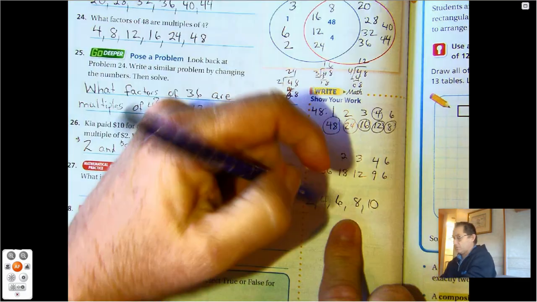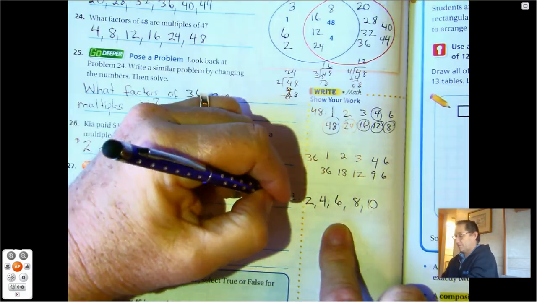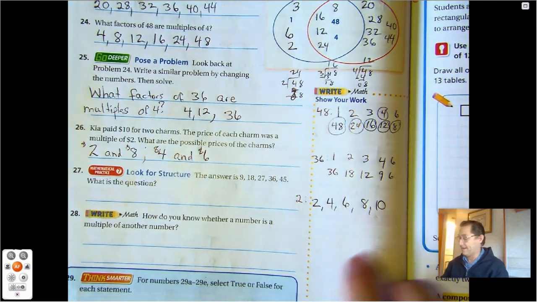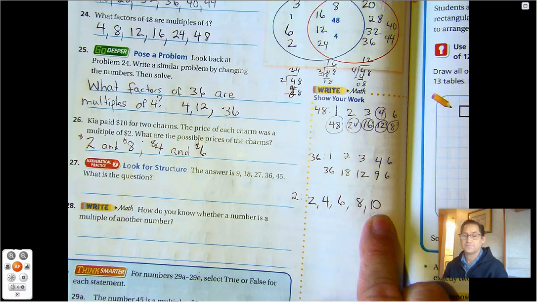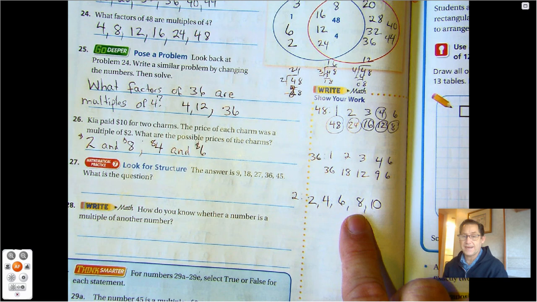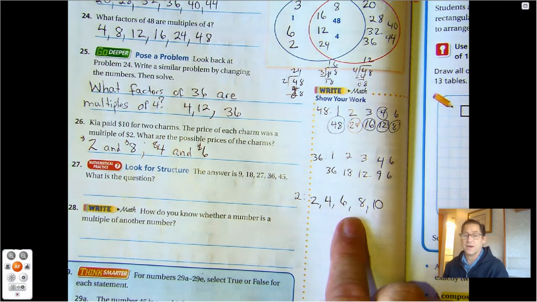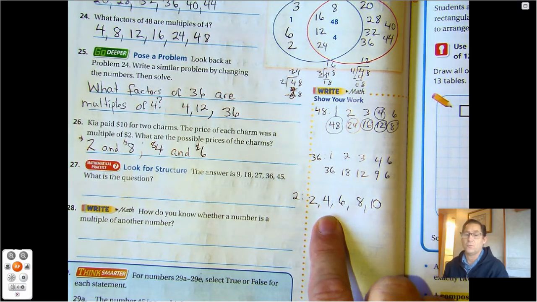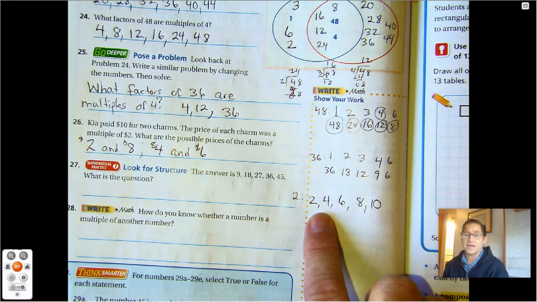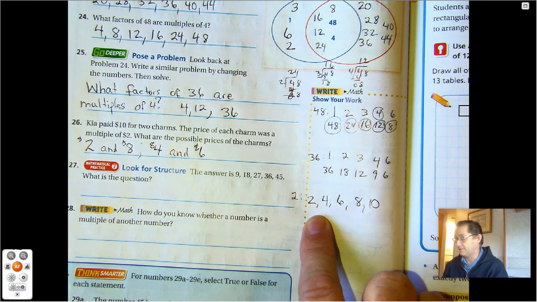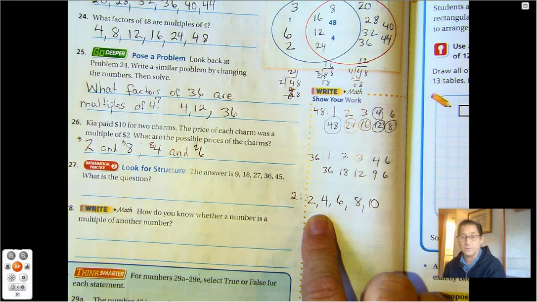So we have to use the multiples of 2 to come up with a total of $10. We have to buy 2 of them. Again, you can't buy any that are $10. If you bought one that was 8, then I could also buy one that's 2. 8 and 2 is 10. I could buy one that's 6 and one that's 4, because 6 plus 4 is 10. I couldn't buy one that's $2 and one that's $4, because that's only $6. And it doesn't say she bought more than 2. She can only buy 2.